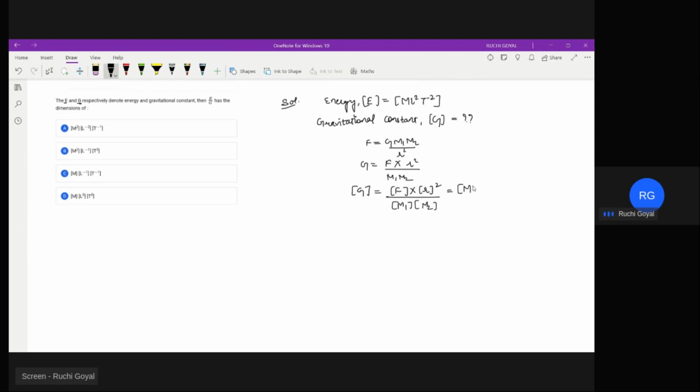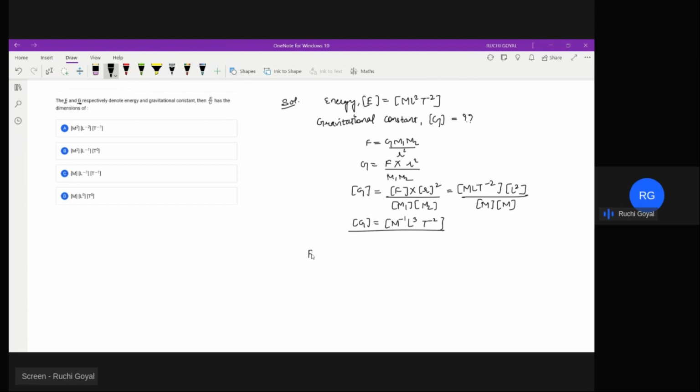What is the dimension of force? It is MLT minus 2, right? L square, and in the denominator it is M into M. So what will be the dimension formula of G from here? It will be M minus 1, L 2 plus 1 is 3, T minus 2. This is the dimension formula of G.